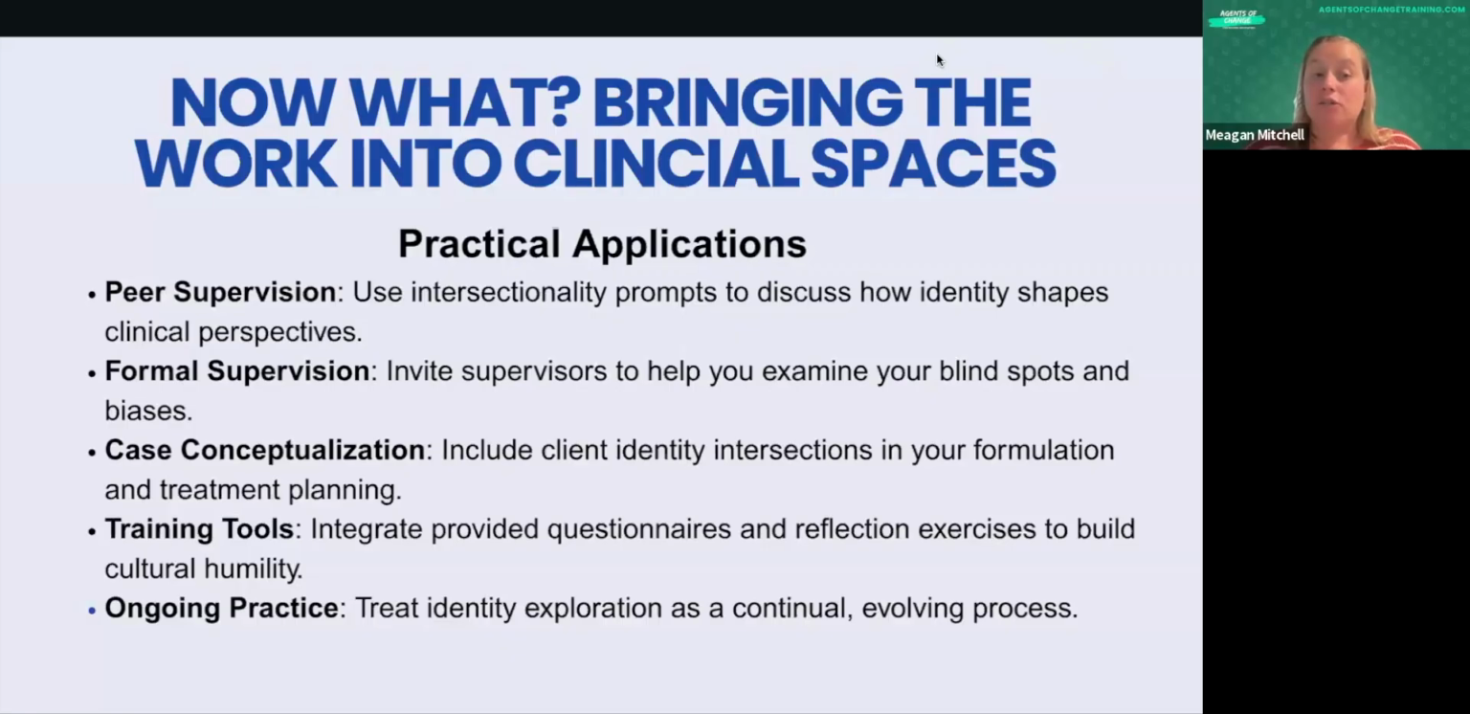Include client intersections in your formulation and treatment planning. Even if you only took one thing away from today, I hope it's that you're just thinking a little bit deeper about culture and identity when you're thinking about clients. Use it as a training tool.